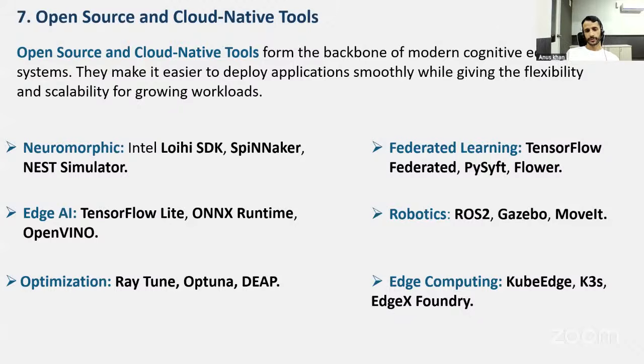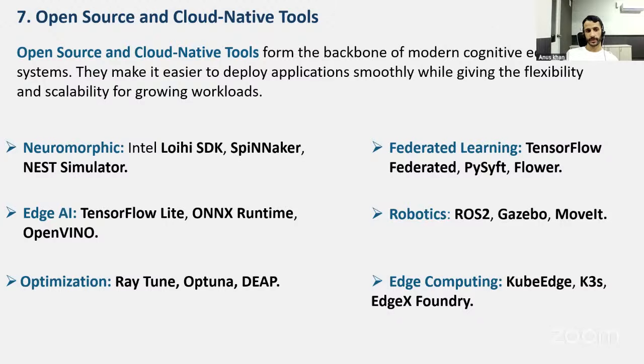Guys, without open source tools, I don't think we can implement the best solution, because open source tools are not only cost effective, they also provide us the ability to customize the tool as much as we can according to our business need and our infrastructure requirement, and we can easily integrate open source tools with the multi-cloud architecture as compared to cloud native solutions. So that's why they are the backbone of modern cognitive edge ecosystems.